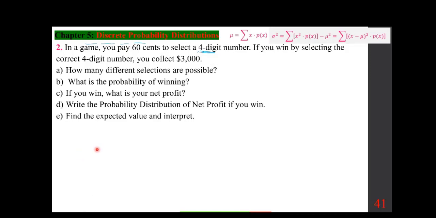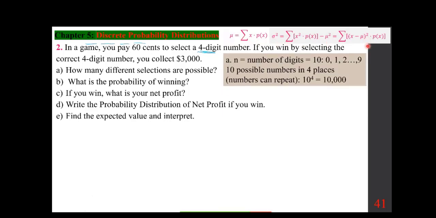And at the top, by the way, I have the formulas. Mu is summation of x p of x. Sigma squared is summation of x squared p of x minus mu squared. This is a second method to write that. And so let's do that. And the number of digits is 10. Why is that? Because we go from 0 to 9. There are 10 possible numbers in 4 places. We have 10 to the power of 4 or 10,000 ways to pick.